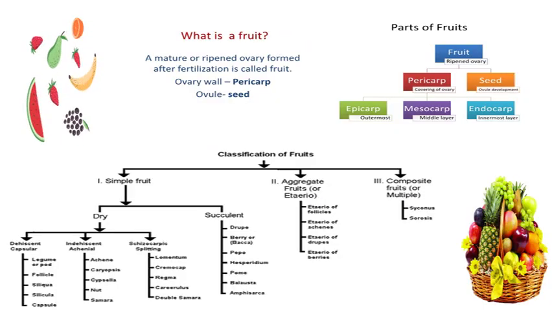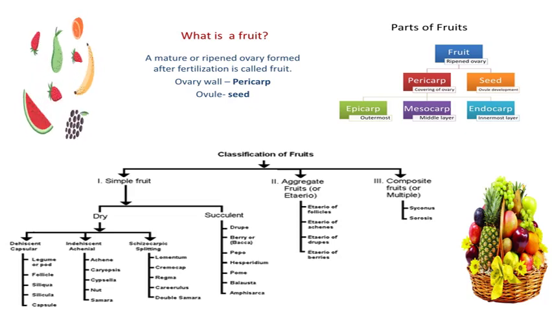First of all, here we have a very brief definition of fruit. A mature or ripened ovary formed after fertilization is called fruit. Or we can say that when the seed is produced from the ovule in the ovary and that seed is ripened, it changes into a fruit. So simply, a ripened ovary is called fruit.